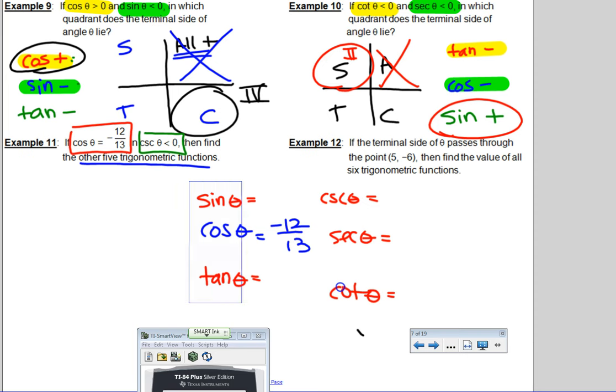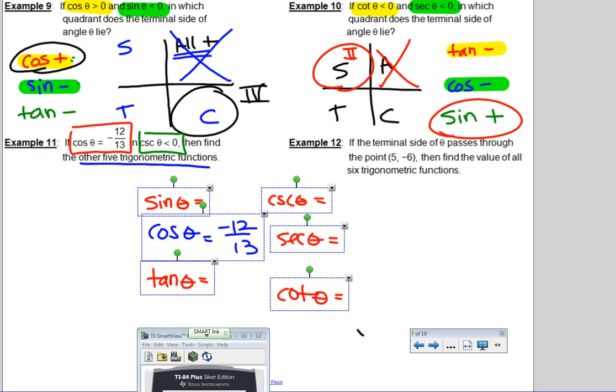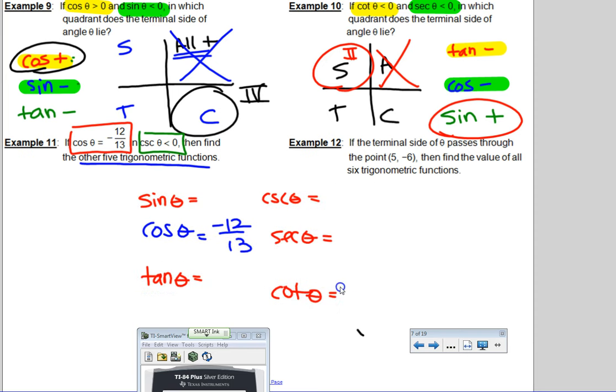All right, so you just have to think about what are all the things that you really need to know. Well, a couple of things I can do is I know cosine is negative 12/13, so technically I actually already have this answer. This is the flipped buddy. So he's got to be negative 13/12. Remember, reciprocals don't negate, you just flip. My question is, how in the world do I find the other ones? I know sine is O/H, but I don't have an O and H right now.